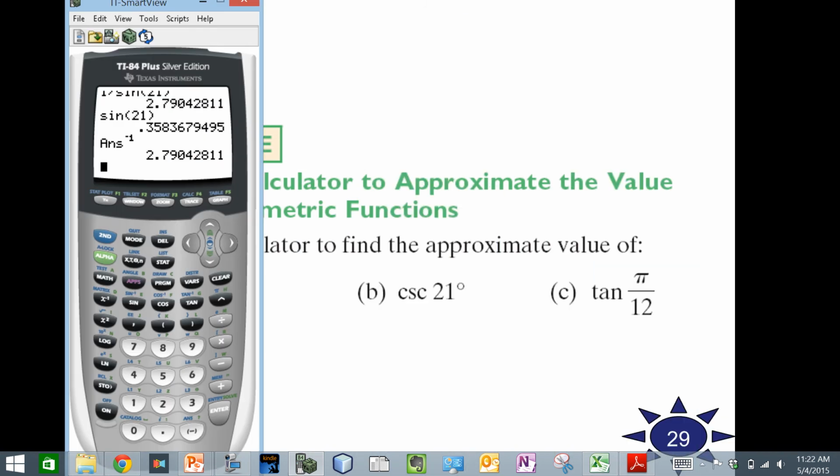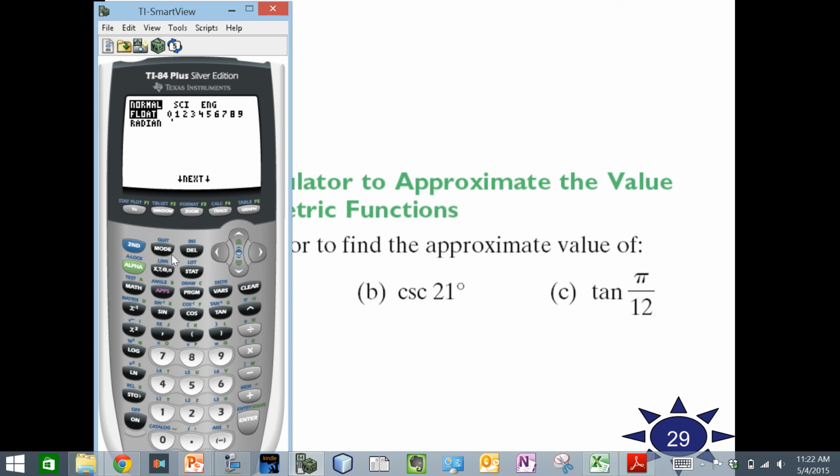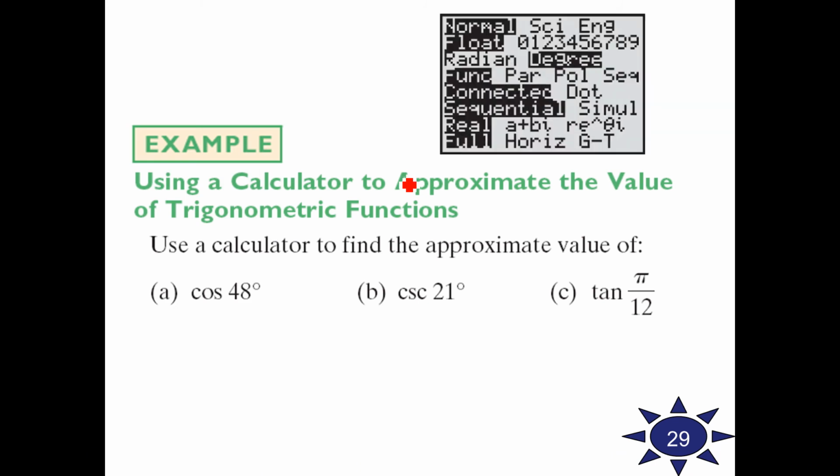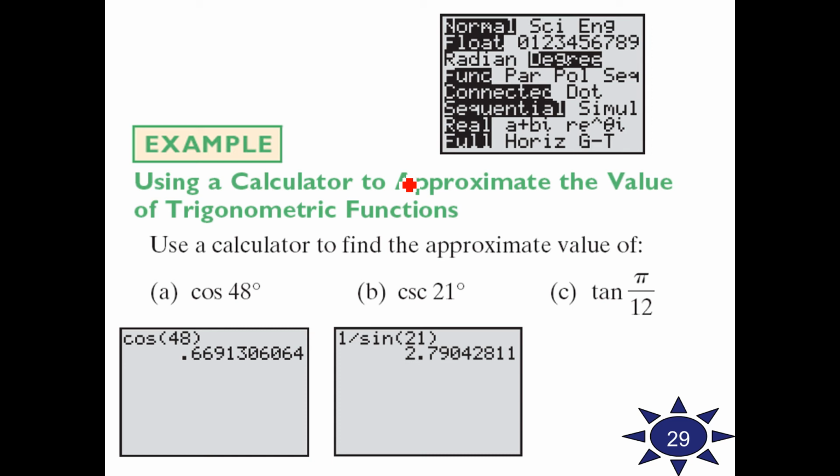All right, last problem here is in radians, so we need to go change our mode to radians. And now we're going to do the tangent of pi. Don't use 3.14. Use the pi button on your calculator, over 12. And we get 0.2679. All right, try problem 29. Nope, there's our values once again.